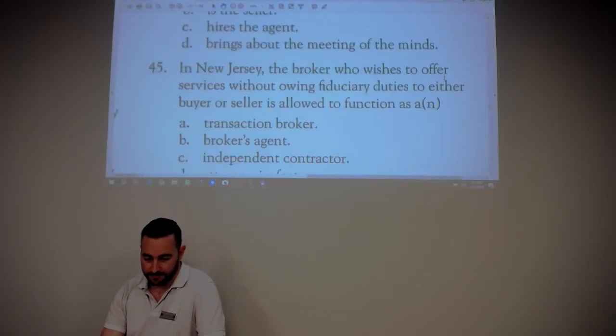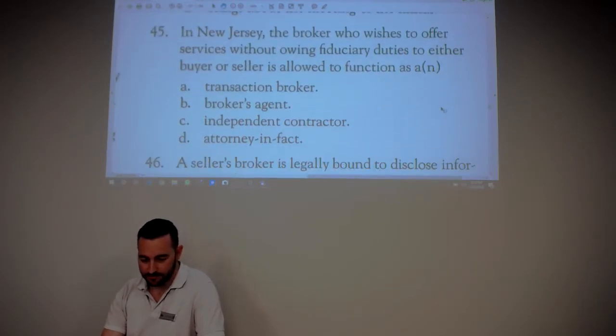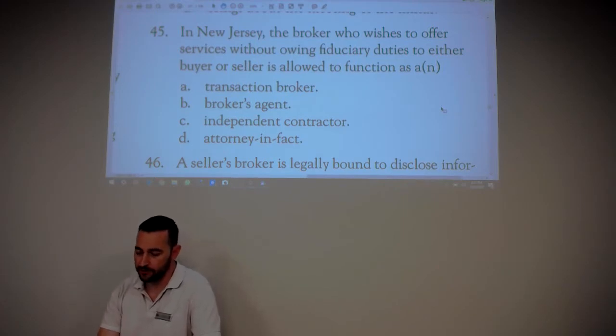45. It says, in New Jersey, the broker who wishes to offer services without owing fiduciary duties to either the buyer or seller is allowed to function as A, transaction broker, B, broker's agent, C, independent contractor, or D, attorney in fact.